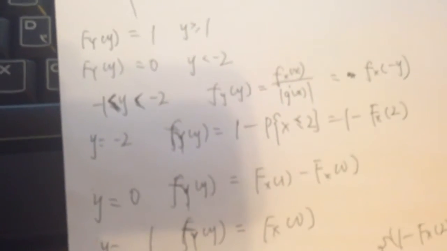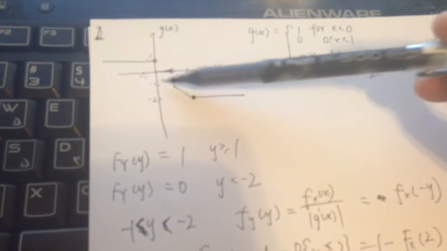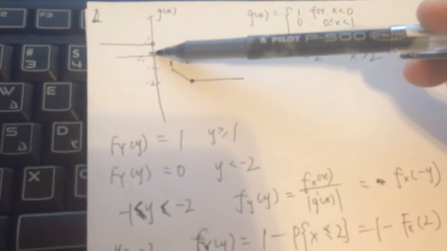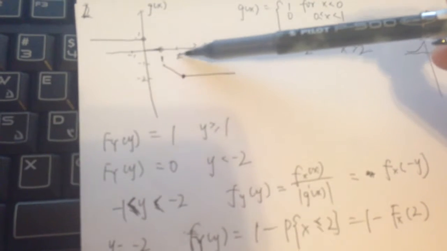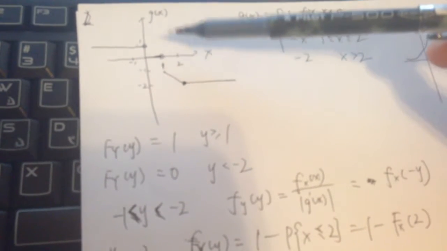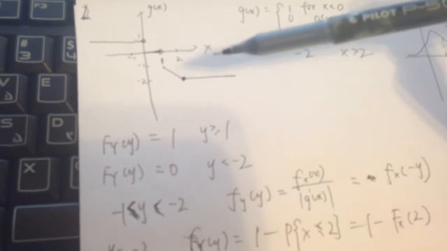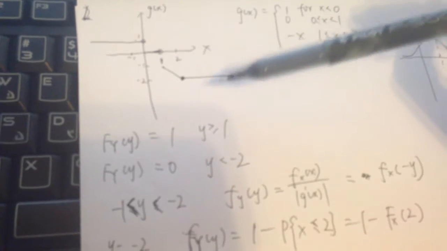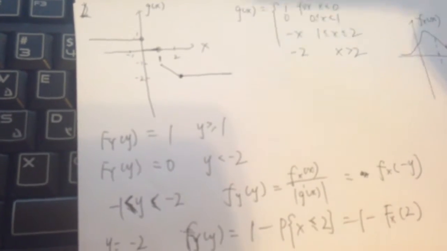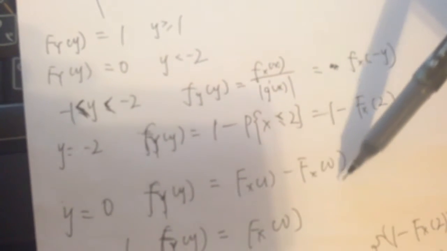And another impulse point is when y is 0. Here, when y is 0, x is between 0 and 1. So the Fy of y is the probability that x is between 0 and 1. And the probability is fx1 minus fx0.